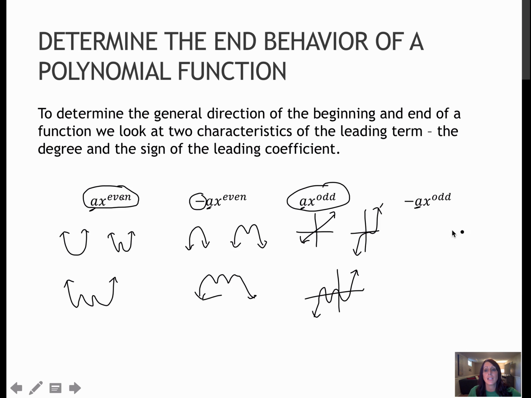And just like we did here, I know if the a value is negative, now my linear function is pointing down from left to right. Now my cubic function is pointing down from left to right, etc. So it's still going to end in opposite directions of each other, but it changes which part is positive infinity and which part is negative.